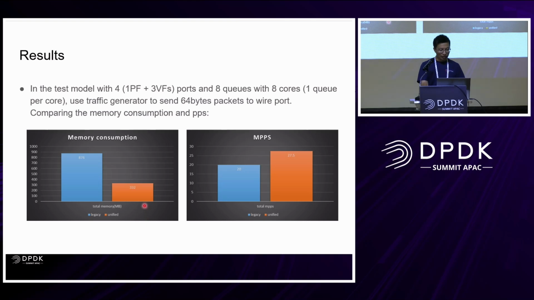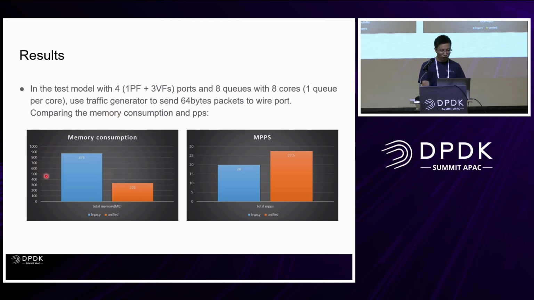So finally, let's see the result of what the optimization brings. In the test model with 4 ports, 1 uplink and 3 VFs, and 8 queues with 8 cores, 1 queue per core, we use the traffic generator to send 64-byte packets to the uplink port. Then we compare the memory consumption and the PPS.